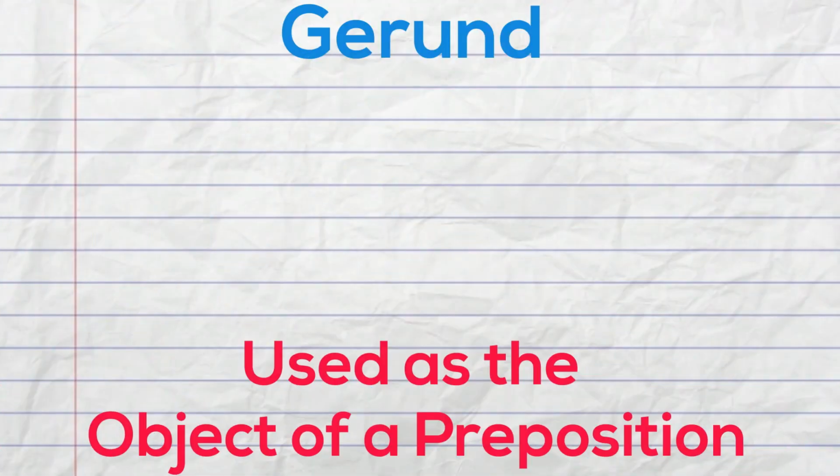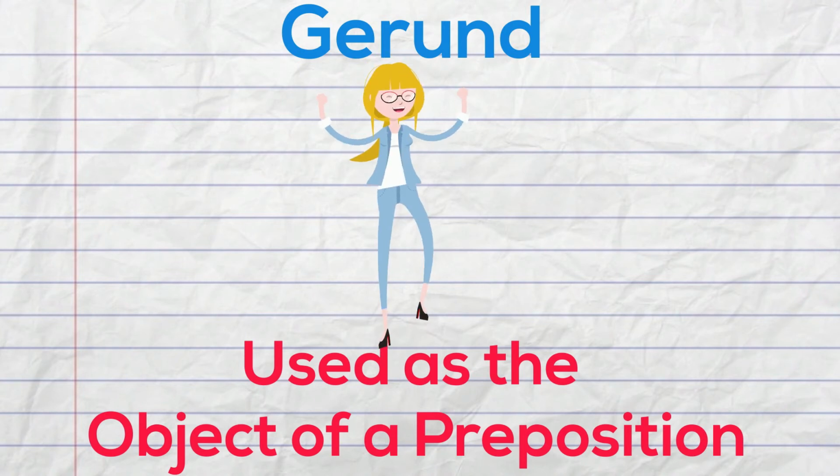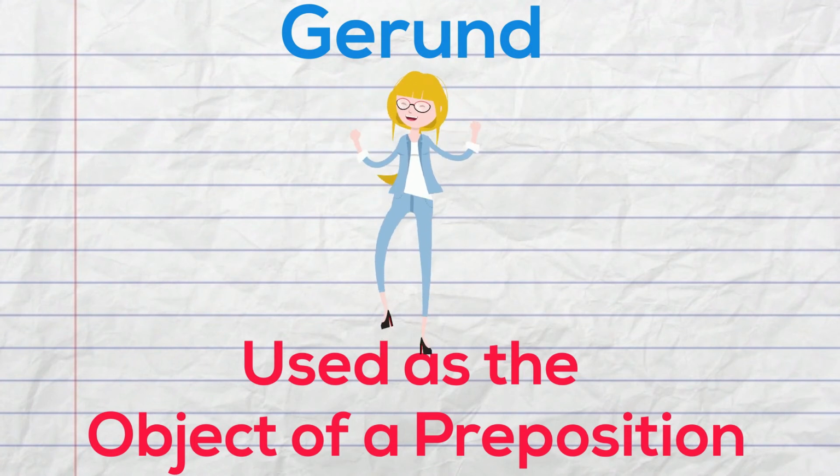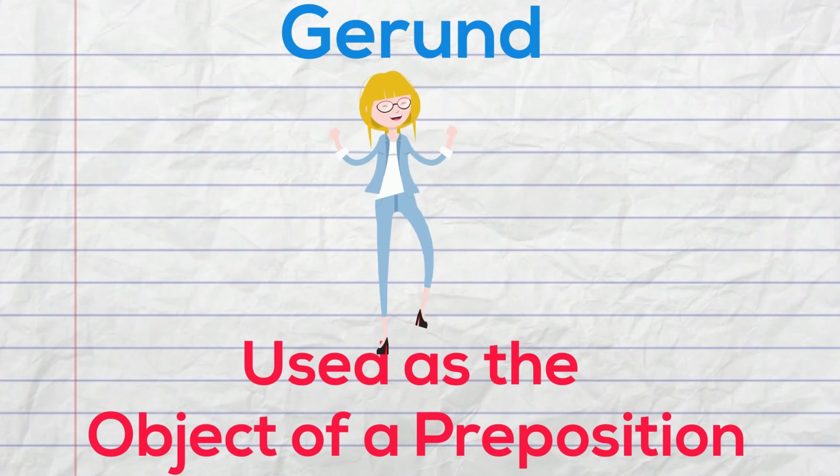Used as the object of a preposition in a sentence. Beth never gets tired of dancing. The object is dancing, which is formed by taking the active verb dance and adding ing. Because it is being used as a noun as the object of the preposition, it is a gerund.